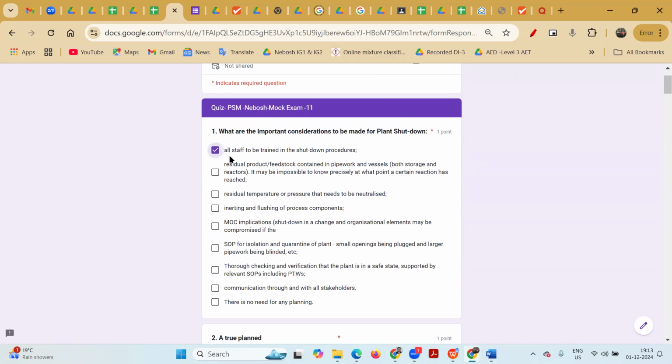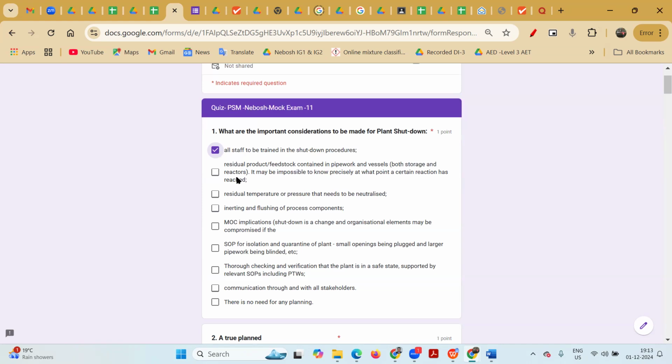Generally in the exam there will be only multiple choice questions, but here I am just going to put some questions for practice purposes. So what should be considered as important for plant shutdown? I purposefully kept the multiple choice format, not only one particular answer.